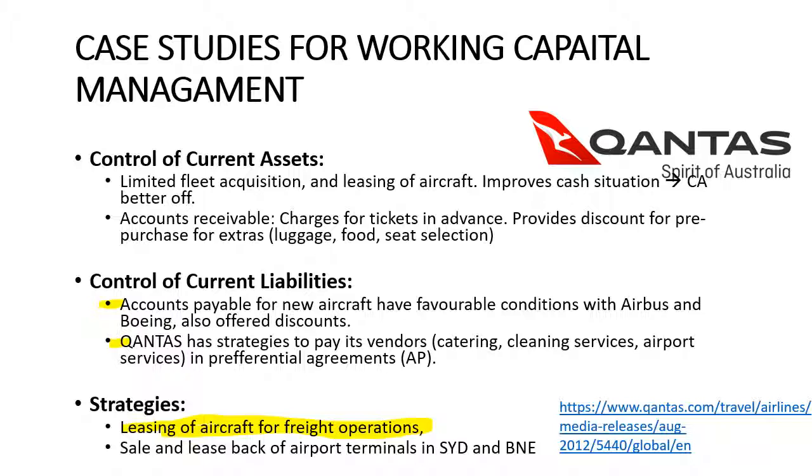And the last one is sale and leaseback. So the terminals in Sydney Airport, Sydney Terminal 3, where Qantas flies out of, it actually used to own the terminal till 2014, I believe. And it sold it back to Sydney Airport and leased it back. So through that, it gets a lot of money coming in and improves its liquidity position. But in the long term, it needs to pay it back continually. Okay, so there are different options Qantas has undertaken.